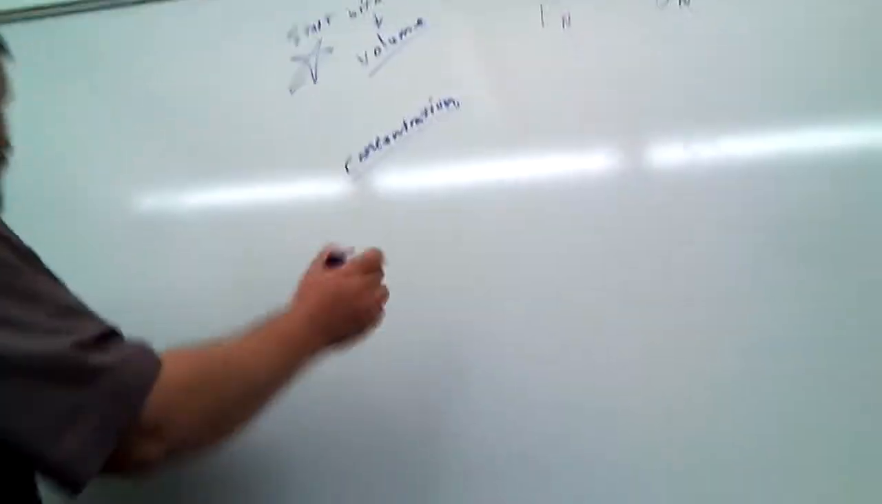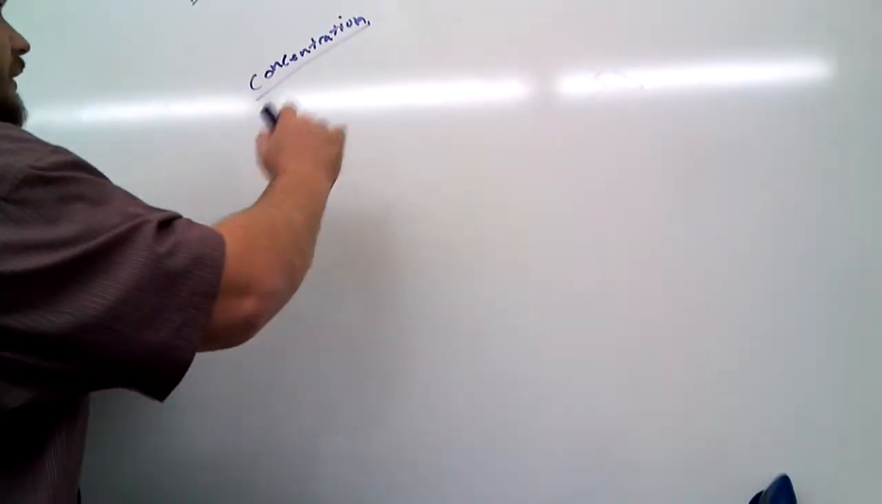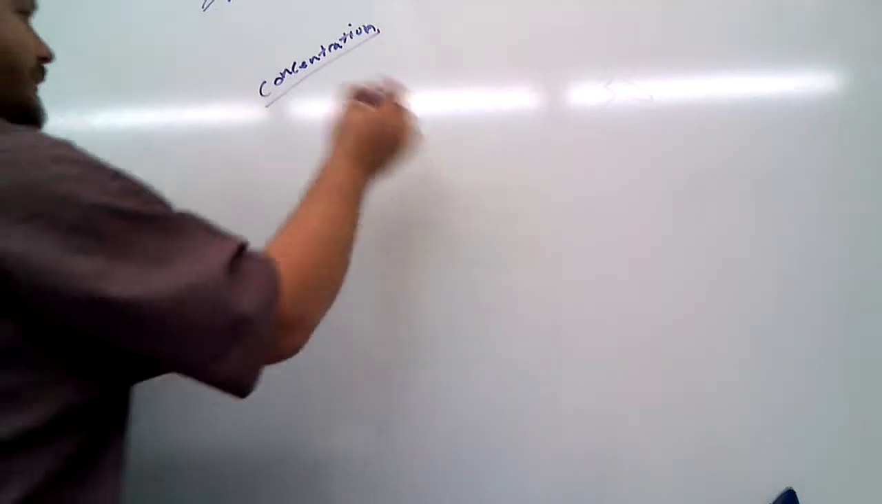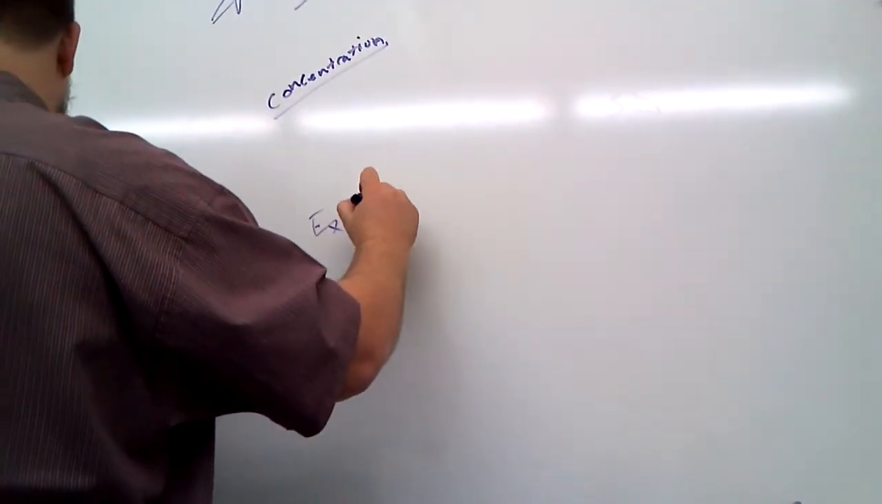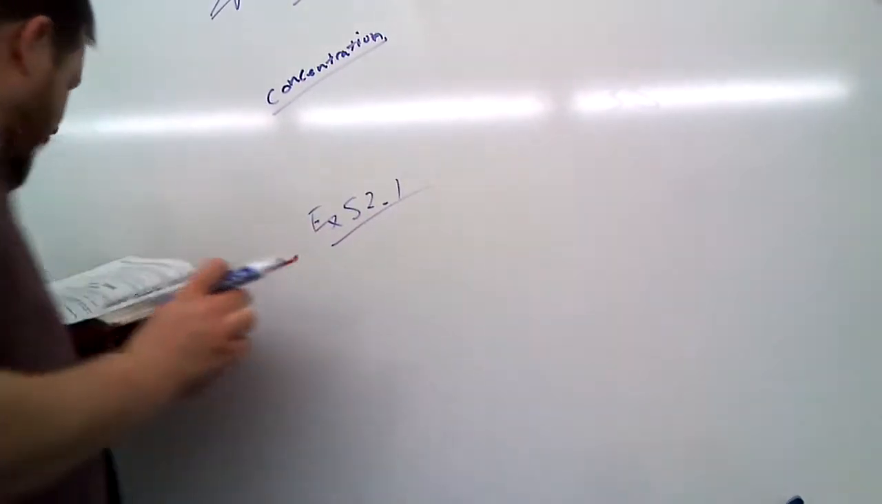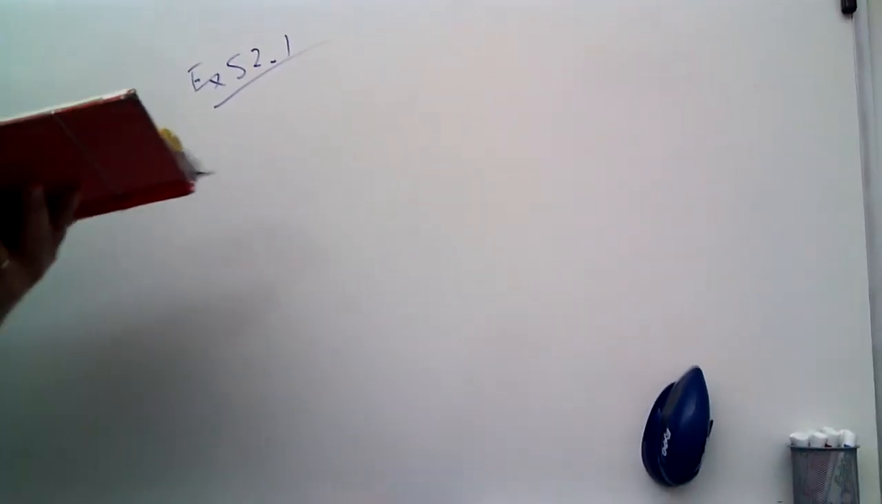Okay, so in this example, let's start down here. Example 52.1. A druggist has one solution that is 10% iodine, another that's 50% iodine.